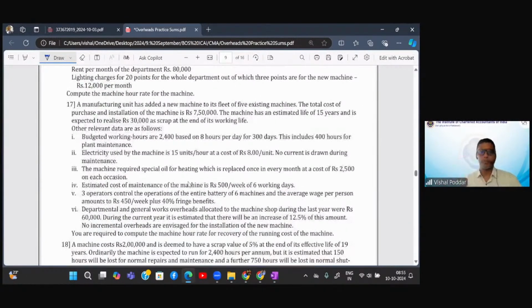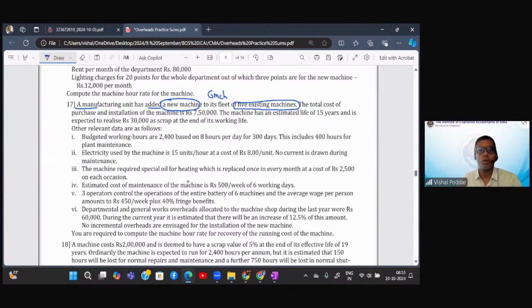Yes, 17th is good. So students, you have to be very clear when you are reading the question because the cost data may be given for different denominations, different levels. So that you have to be very clear. So I'm reading the sum along with you. It says, there is a manufacturing department. This manufacturing department has added a new machine to its existing 5 machines. So already there were 5 machines in this department. You have added 1 machine. So now your total machines have become 6.